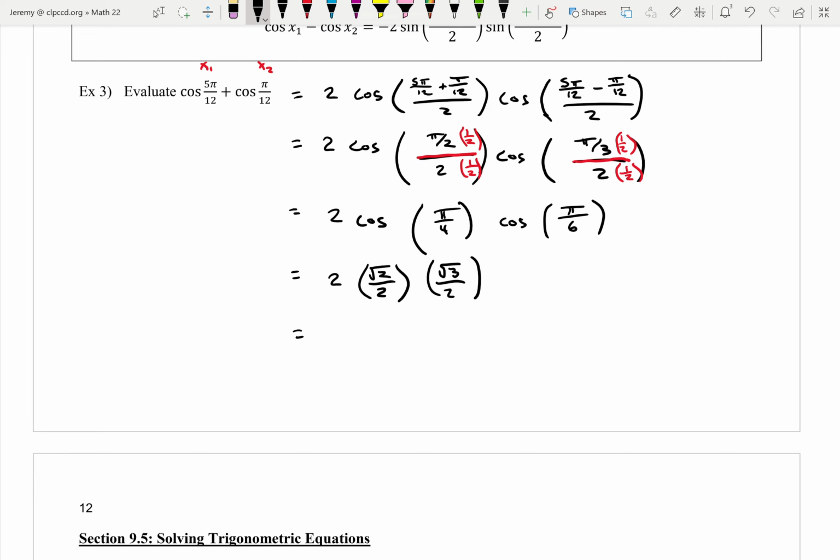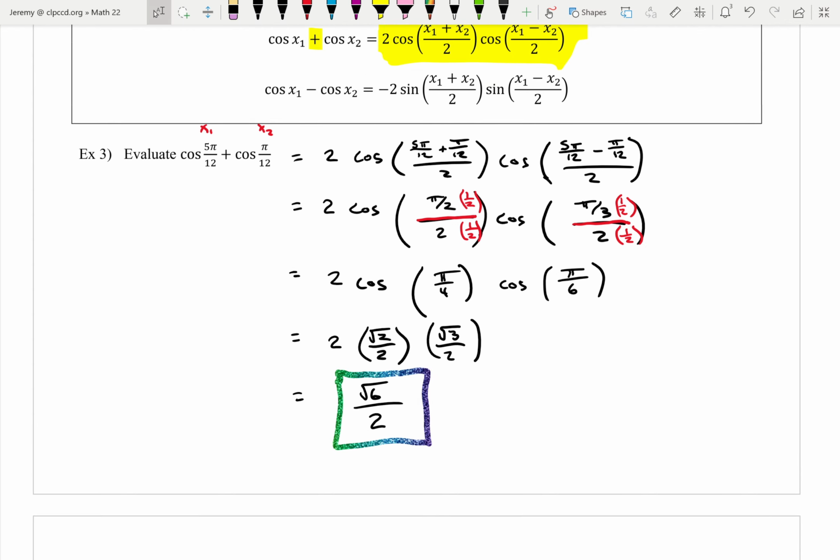Okay, and we'll simplify a little bit. We can multiply together, so root 2 times root 3, we can just write that as root 6, and we'll just have root 6 over 2 when all the dust settles. Okay. And that's totally simplified. I can just box that up and submit that as my answer for this one.